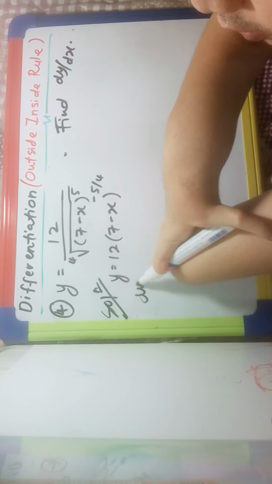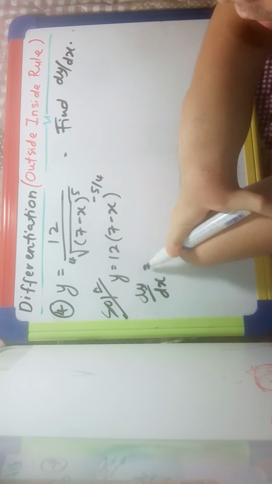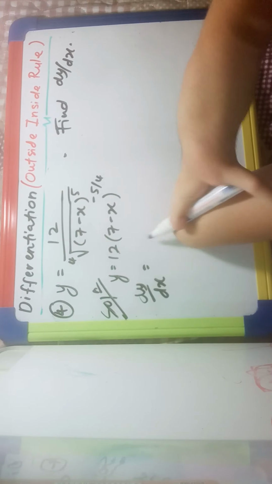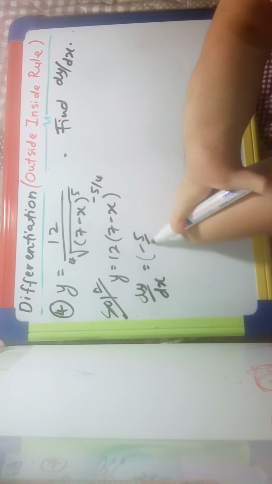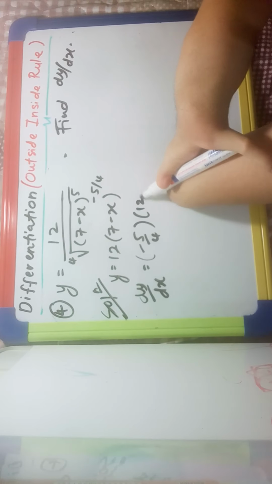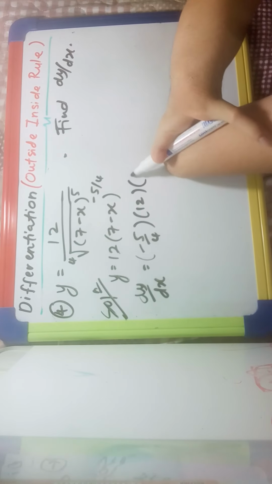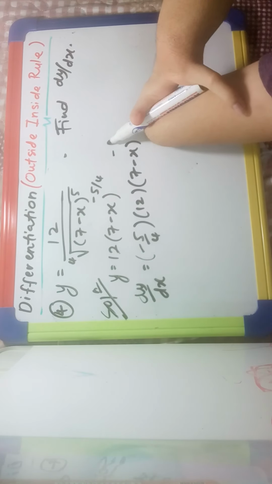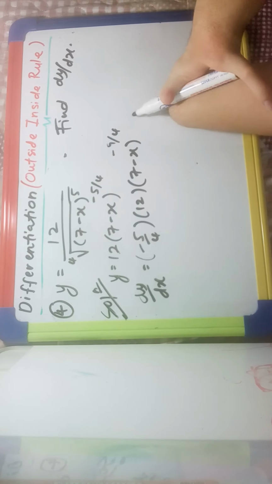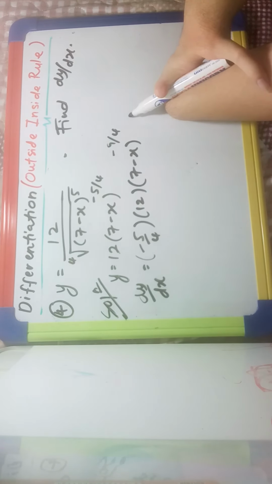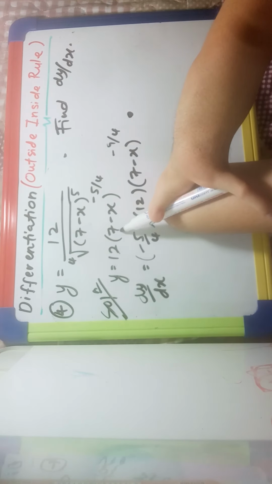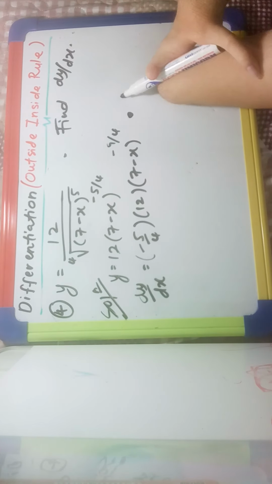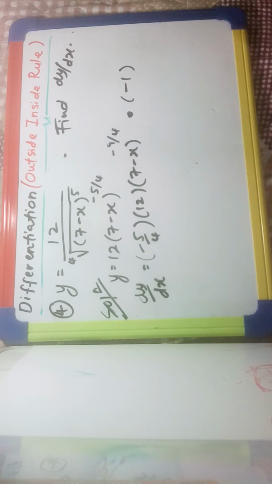Dy over dx, outside, focus on the power. Power go down, power minus 1. Multiply by 12. So power go down, you will have negative 5 over 4 in front here, multiply by 12. Then 7 minus x, negative 5 over 4 minus 1, negative 9 over 4. This is the outside differentiation. Multiply by inside. Inside is just 7 minus x. When we differentiate, we will get negative 1.